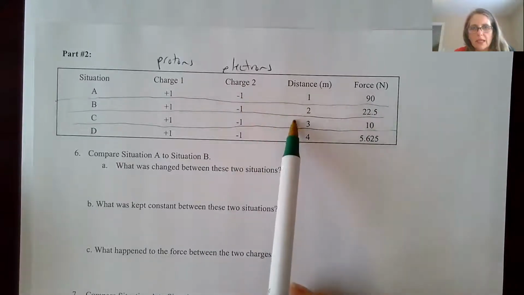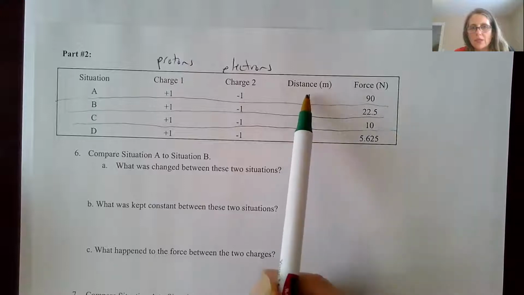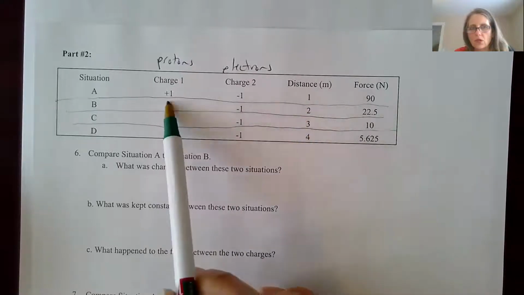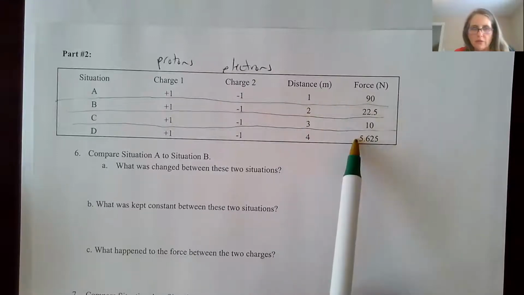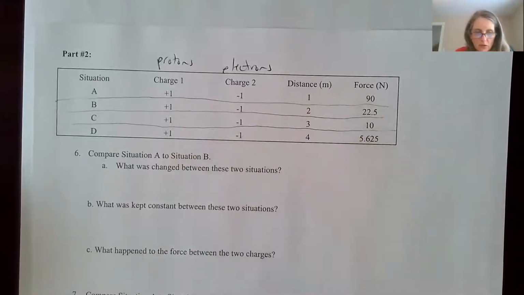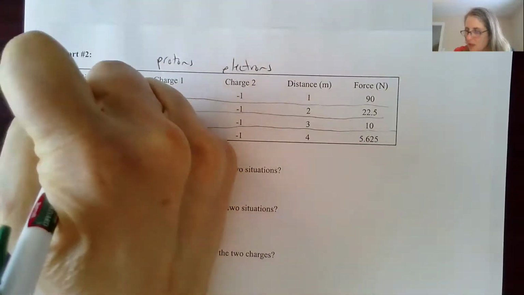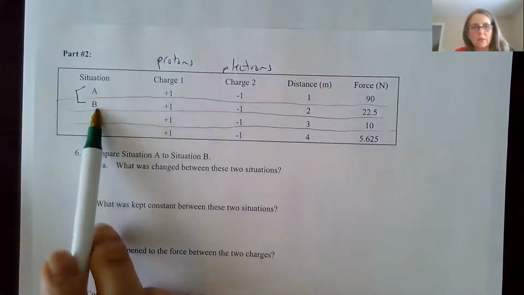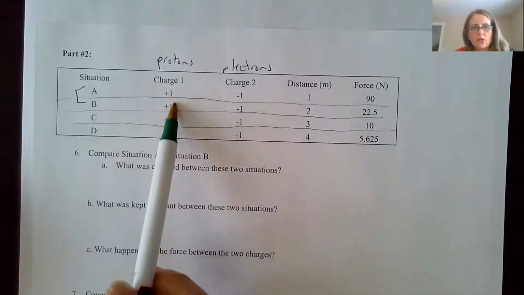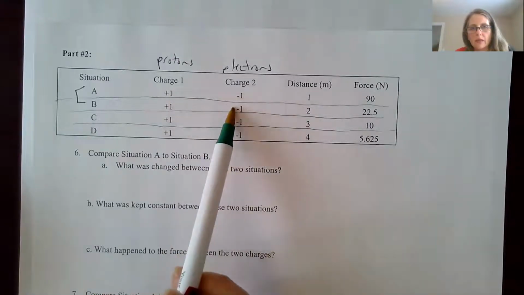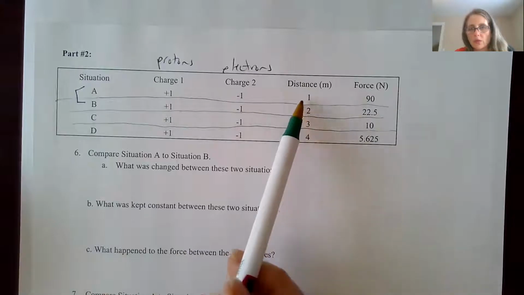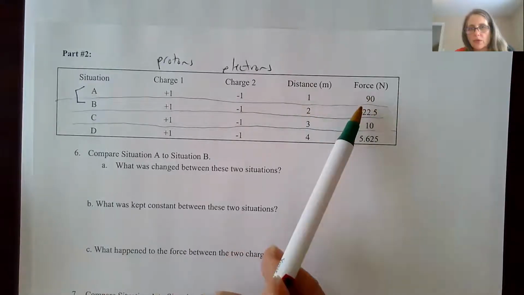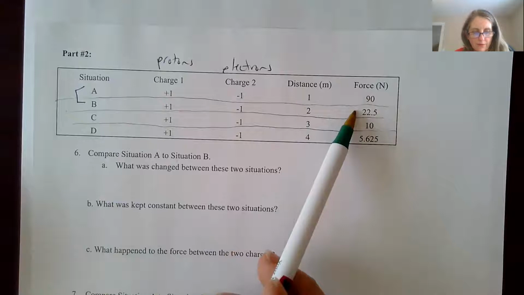Now, please realize here in this part two, the distance is changing. So the charges are staying the same, but the distance is changing, and then the force is changing from that. So we're going to compare situations again. I'm going to look at experiment A versus experiment B, and I will see that the charge is both +1 and -1, but the distance goes up to 2 versus 1. And I see my force goes from 90 to 22.5.